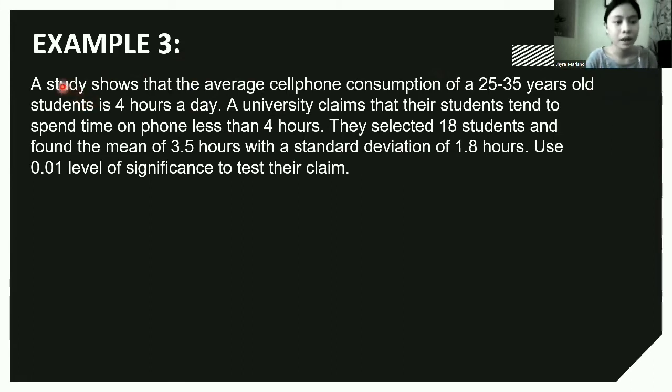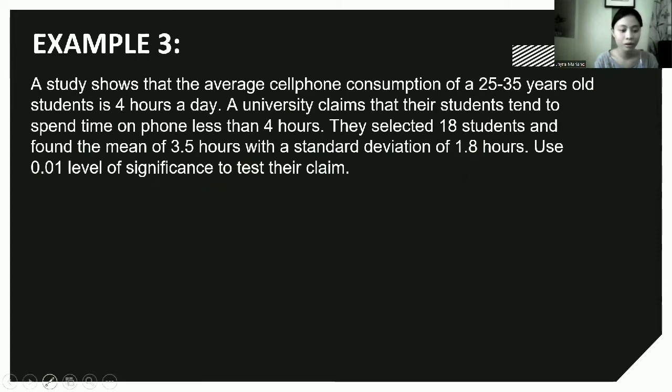So example 3. A study shows that the average cell phone consumption of a 25 to 35 years old student is 4 hours a day. A university claims that their students tend to spend time on the phone less than 4 hours. They selected 18 students and found a mean of 3.5 hours with a standard deviation of 1.8 hours. Use 0.01 level of significance to test their claim.